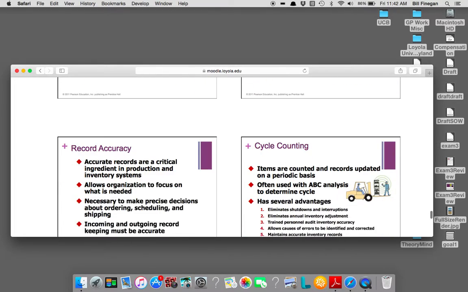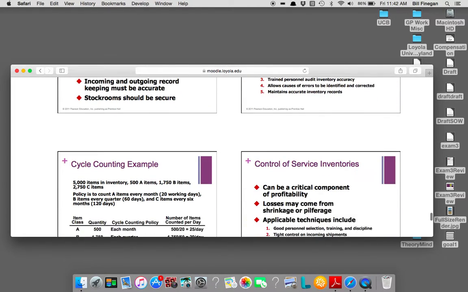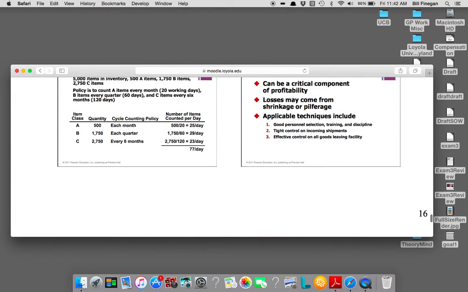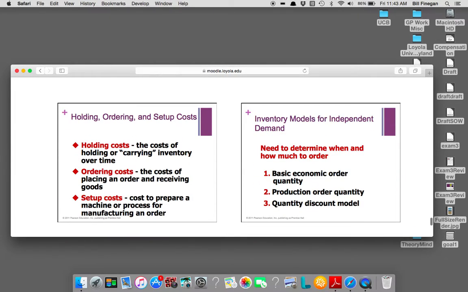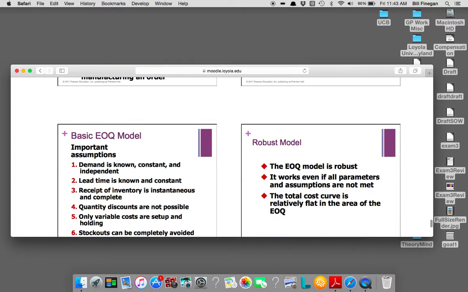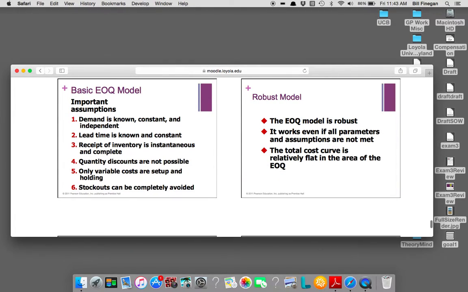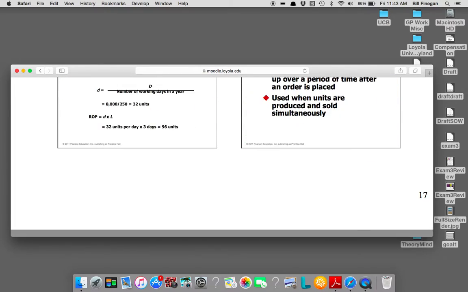Which items have more impact, which items need to be more recorded, and how that ties back into service level components. What are holding costs? What are ordering costs? What are setup costs? And then the EOQ model, understanding the EOQ model as well as reorder points.